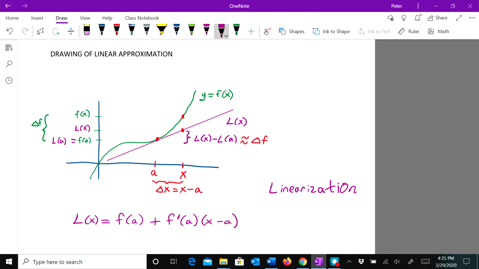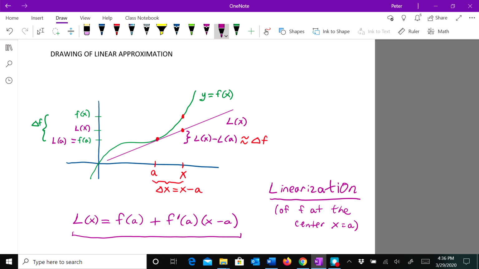I went over in class how you actually derive the formula for L of x, and it's in the book. I'm not going to go over that. I think many of you can figure out what the slope of a tangent line is and then use point slope form to get it, which is precisely how we got this formula. The important point is that we give the tangent line the name linearization, specifically of f at the center x equals a, and the equation of that line is this.